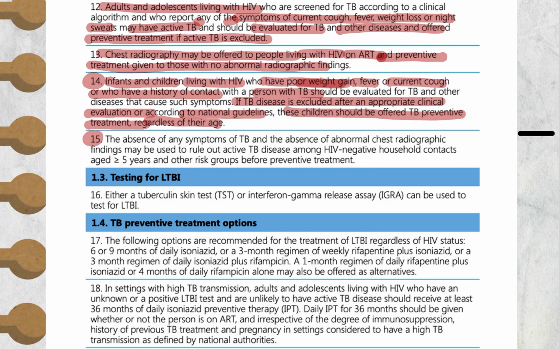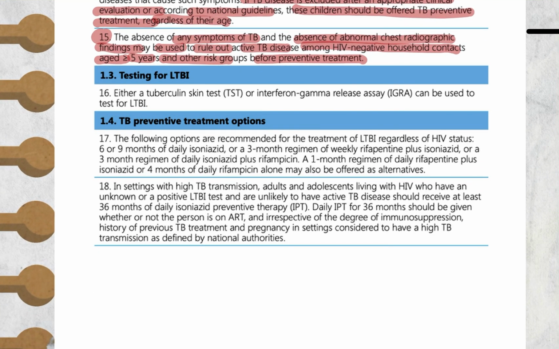Recommendation number 15, the absence of any symptoms of TB and the absence of abnormal chest radiographic findings may be used to rule out active TB disease among HIV negative household contacts aged more than or equal to 5 years and other risk groups before preventive treatment. 1.3 is testing for latent TB. Either a tuberculin skin test or IGRA, that is an interferon gamma release assay, may be used to test for latent TB. Either of the tests can be used.